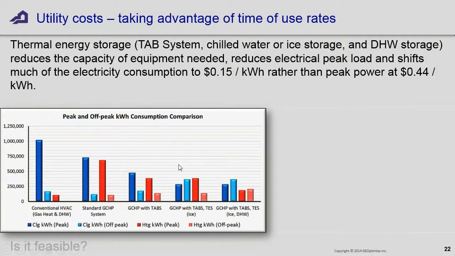So taking advantage of the utility rates, if you just did a conventional HVAC system, gas and domestic hot water, this is the kind of information that the client really needs to understand. Here's what the cooling peak load is, and looking at how much cooling we could do off peak, just conventional, don't worry about the energy storage or anything like that.